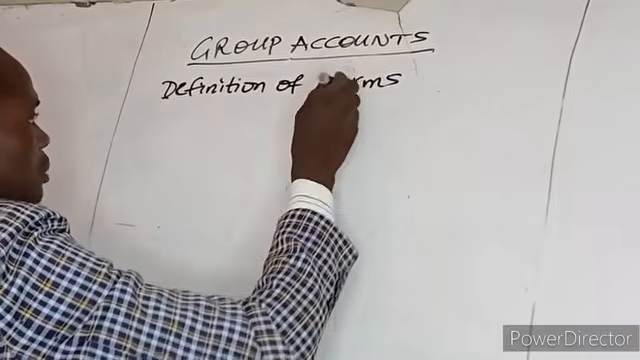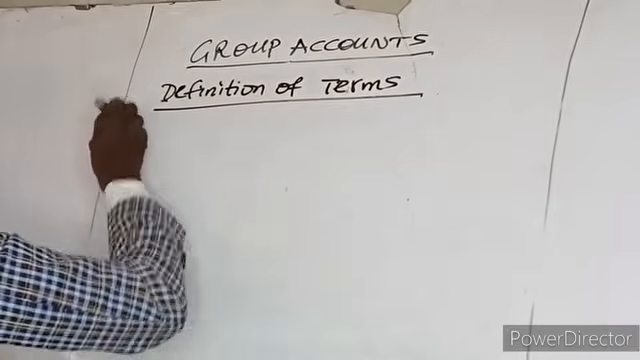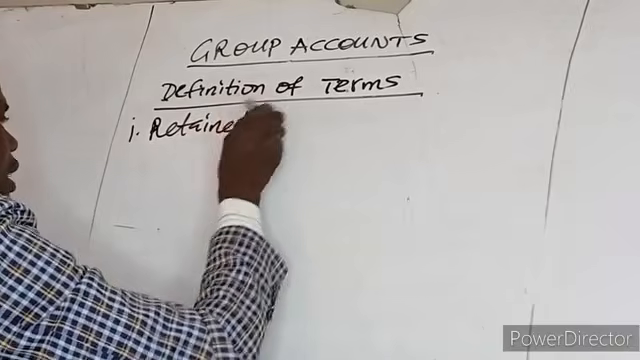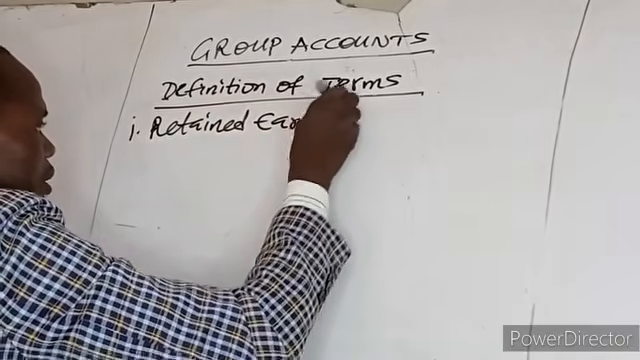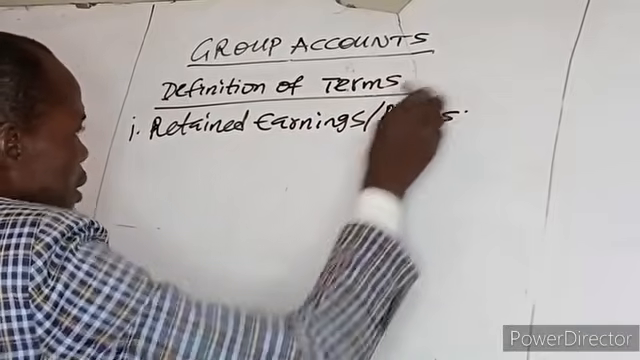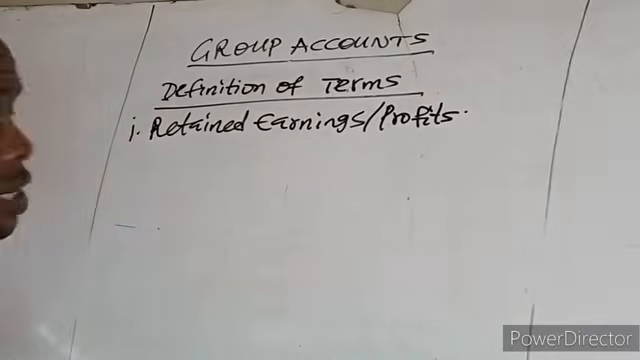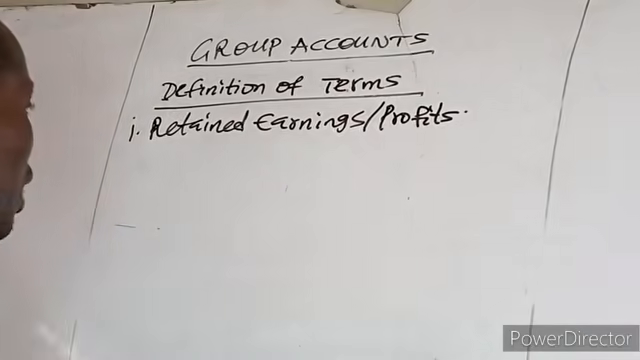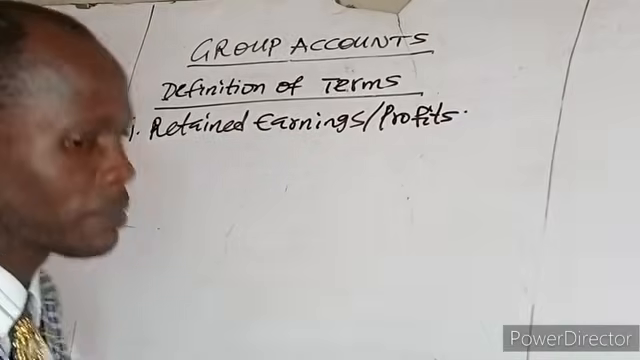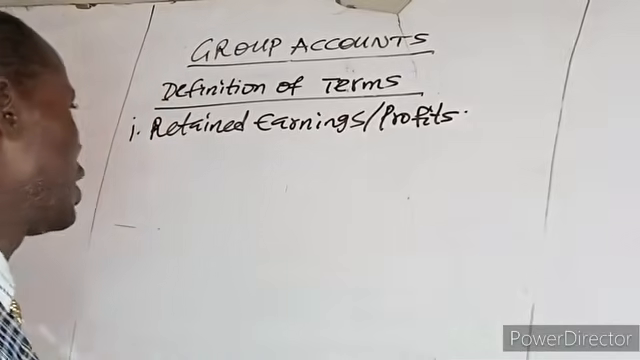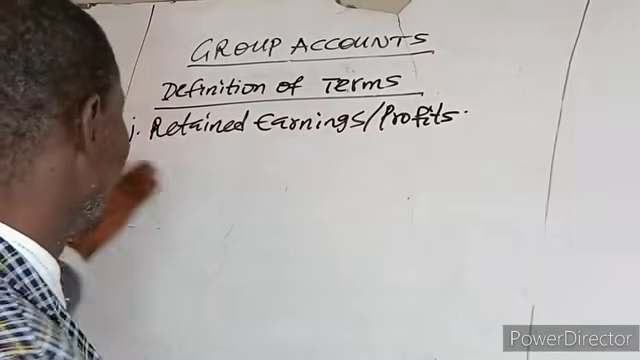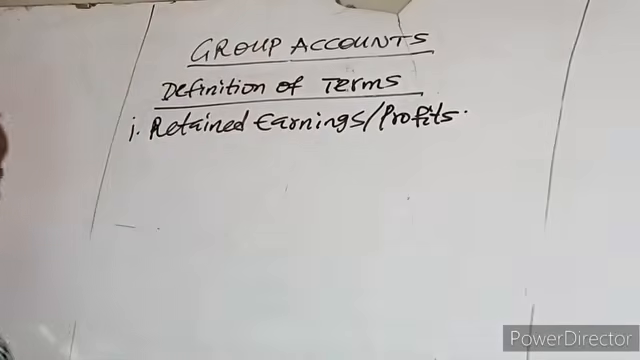Definition of terms. The first term we are going to examine is retained earnings or retained profits. Retained earnings of the subsidiary, or retained profits of the subsidiary, are the accumulated profits of the subsidiary.